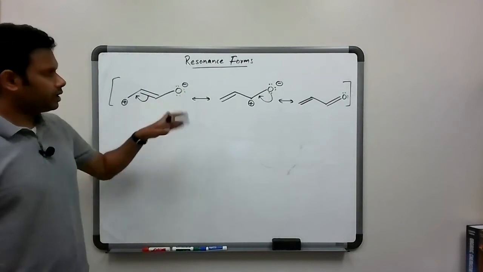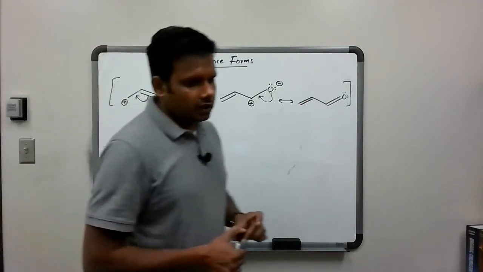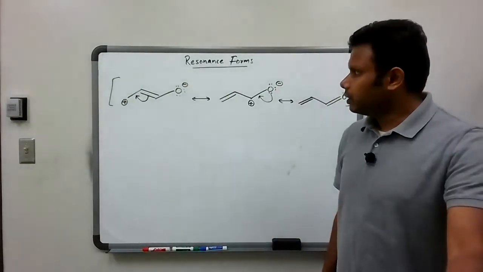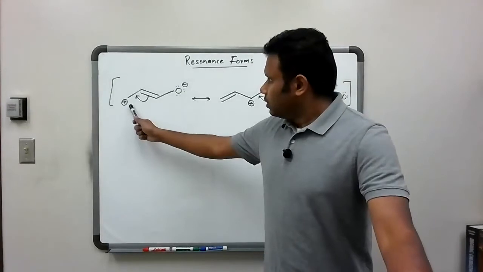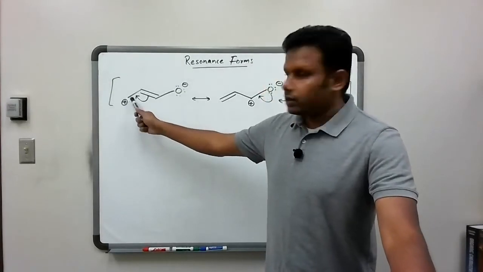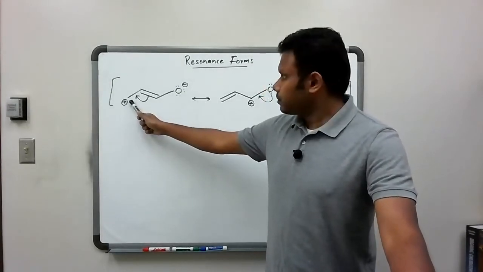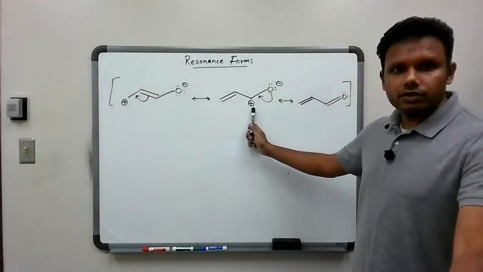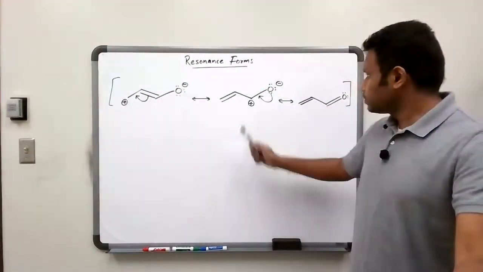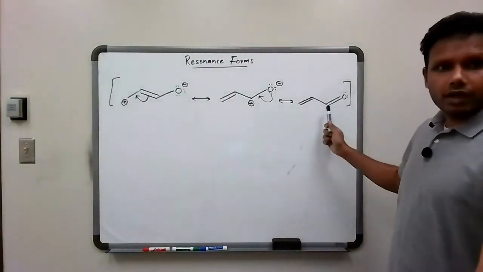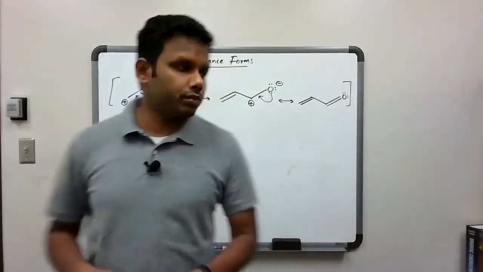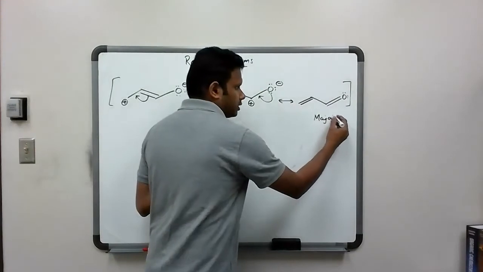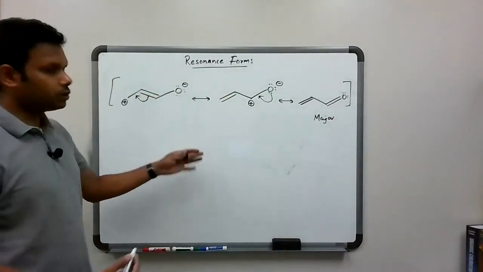So now if you compare these three and try to evaluate which one's a major contributor and which one's a minor contributor, what you notice is that the carbon with the positive charge is missing its octet in the first structure. The carbon with the positive charge is missing its octet in the second structure. Whereas in the third structure, every atom has a complete octet. So based on that, we can say that this is a major contributor to the resonance.